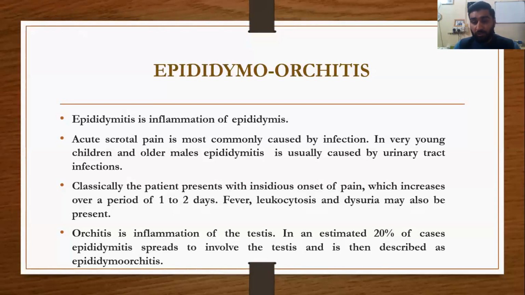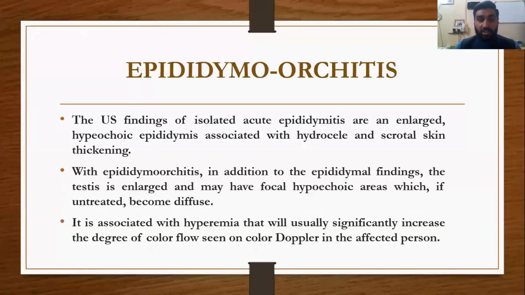In an estimated 20% of the cases, epididymitis spreads to involve the testes and is then described as epididymo-orchitis. The ultrasound findings of the isolated acute epididymitis are enlarged hypoechoic epididymis associated with hydrocele and scrotal skin thickening. With epididymo-orchitis, in addition to the epididymal findings, the testis is enlarged and may have focal hypoechoic areas, which, if untreated, become diffuse. It is associated with hyperemia on color Doppler that will usually significantly increase the degree of color flow seen on color Doppler in the affected person.